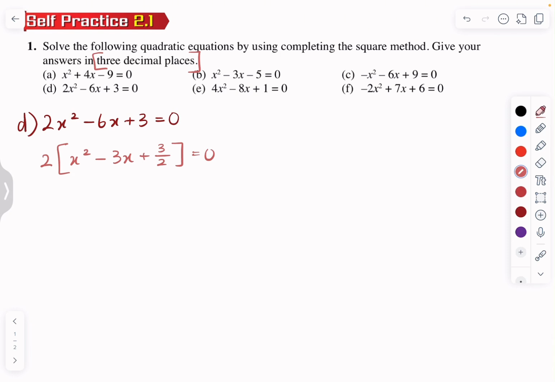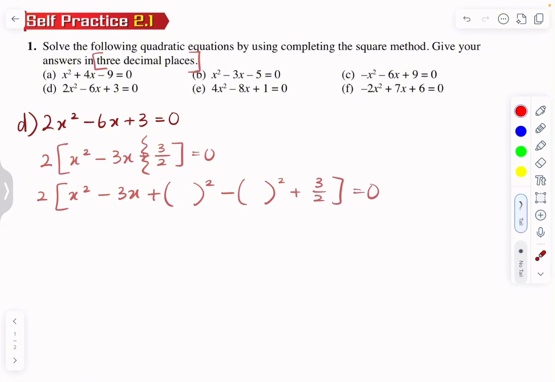Okay, next. This is the first term, second term. In the middle here we break. So we get x square minus 3x plus bracket square minus bracket square. Then sambung plus 3 over 2. Okay, this is the first part. We write here. This is the second part. We write here. In the middle, we plus bracket square minus bracket square. What goes inside the bracket is b divided by 2. So negative 3 over 2.